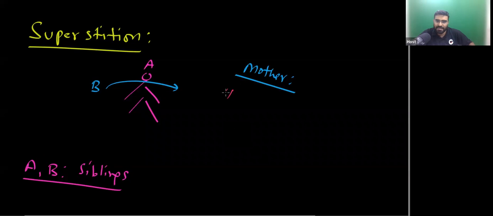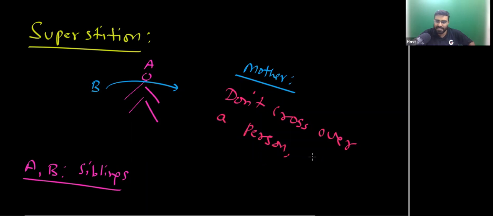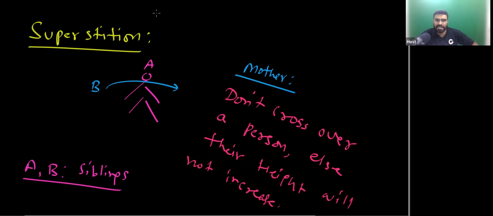So basically, don't cross over a person, else their height will not increase. Have you heard about this superstition? Their height will not increase or something like this. Anyone here who has heard about this type of superstition?